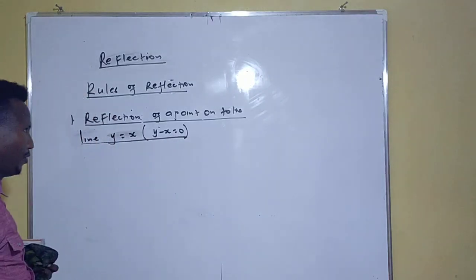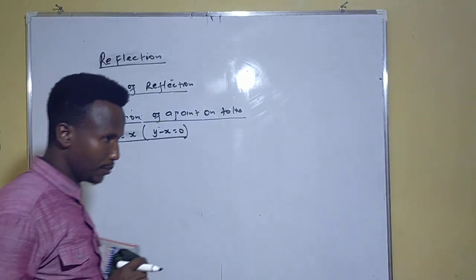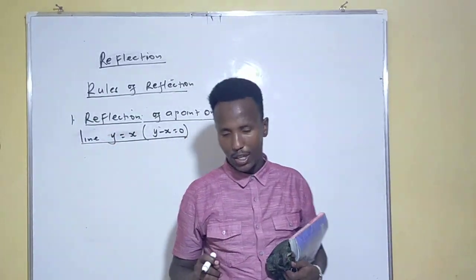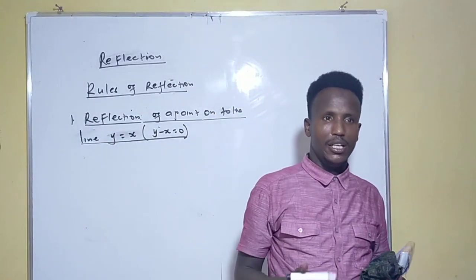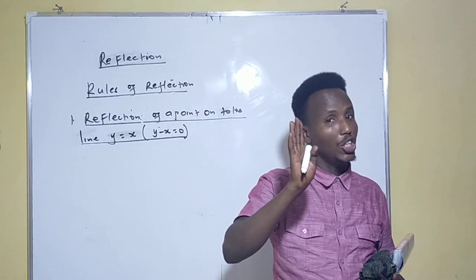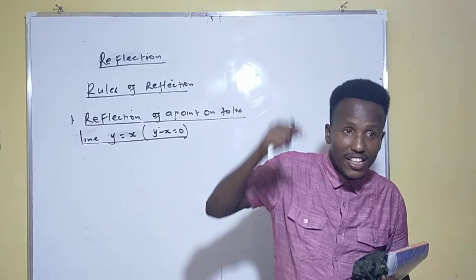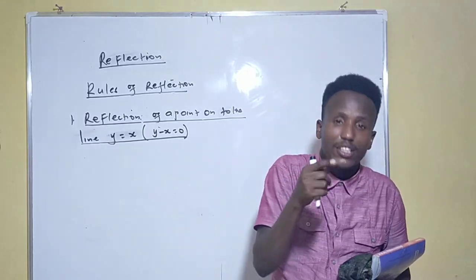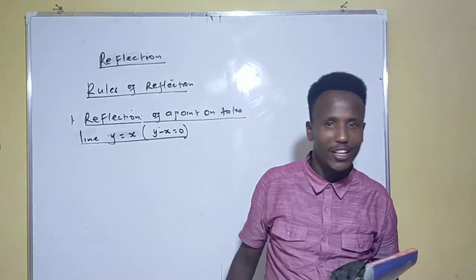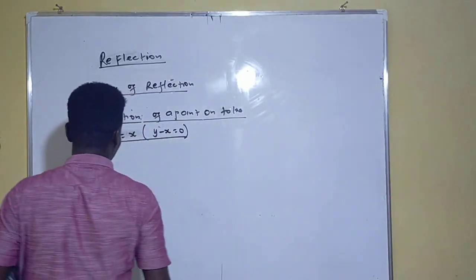Let us see this one. This is rule number 3. So if a certain point is reflected onto the line y is equal to x, this is what's going to happen. The two coordinates will interchange position, but there's no change in sign. The two coordinates of the point will interchange position, but there's no change in sign. Don't forget that.